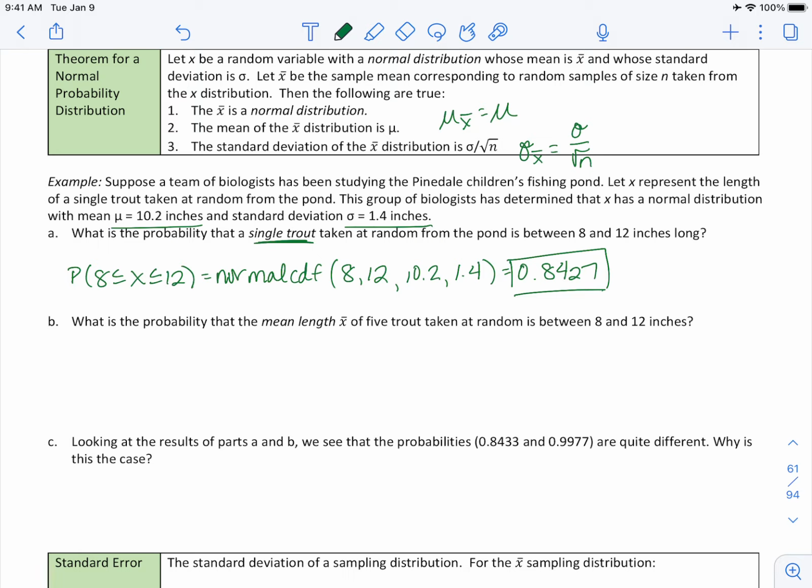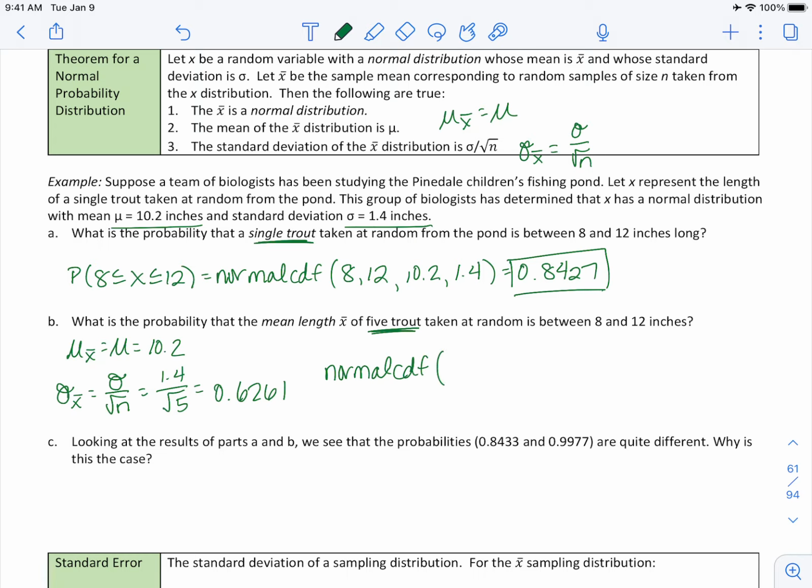What is the probability that the mean length x bar of 5 trout taken at random is between 8 and 12 inches? So now we're dealing with 5 trout, not a single trout, so we need to find our new mean and standard deviation. So our mu of x bar is equal to mu, so this is still 10.2. But our sigma of x bar is equal to sigma divided by square root of n. So this is 1.4 divided by the square root of 5, which is going to give us 0.6261.